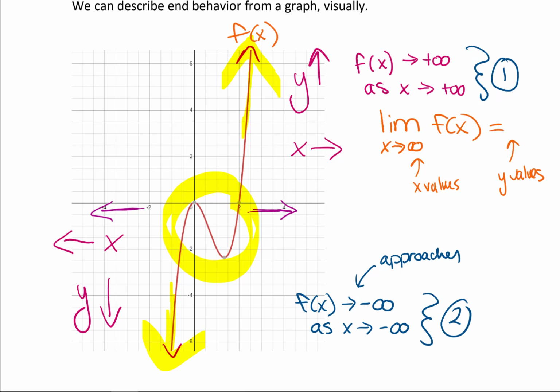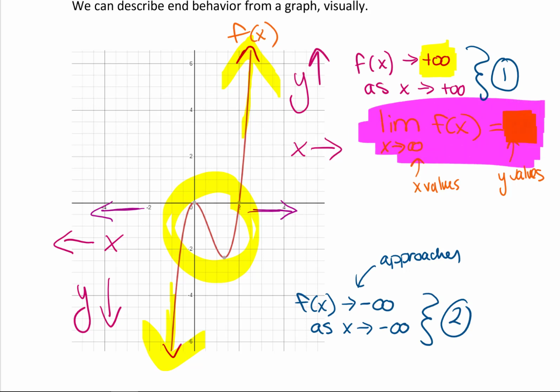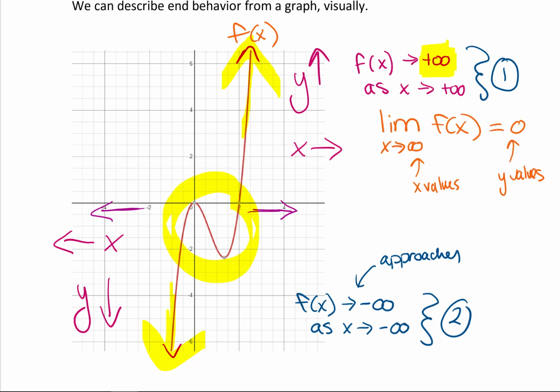So in this case, the limit as x approaches infinity of f of x is equal to, so what are the y values doing? They're going towards positive infinity. So this is the answer because of that positive infinity that we outlined before. The entire thing describes end behavior for the right-hand side.